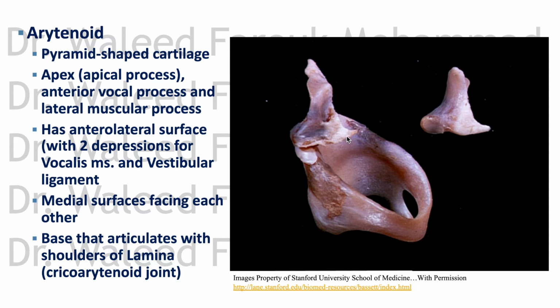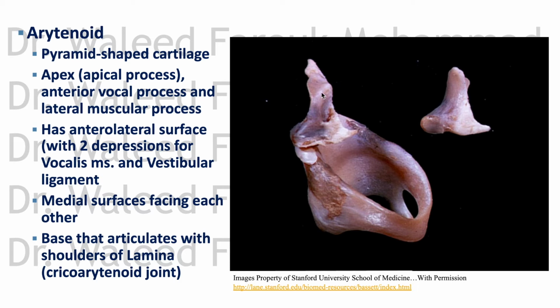The vocal cord is a ligament. It's attached to the thyroarytenoid ligament, which is the true vocal cord. It has a lateral process. So it has an anterior process. It has a lateral process. The lateral process attaches to many muscles, so that's why it's called the muscular process. So we have a lateral muscular process. We have an anterior vocal process.